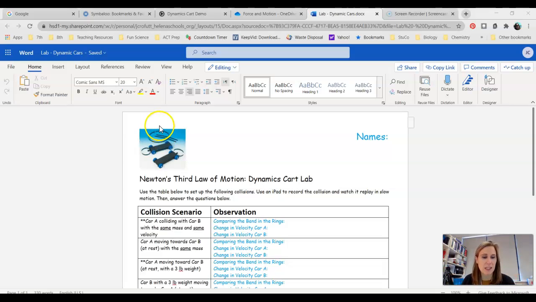What we'll be doing is changing the mass of these dynamic carts and then causing them to collide. You will see that no matter the mass in these collisions, the rings will compress the same amount on both carts each time. Even if this cart is heavier than that cart, when they collide, they will compress the same amount. Again, that shows us the force of that collision.